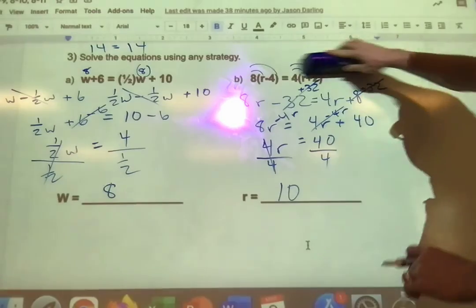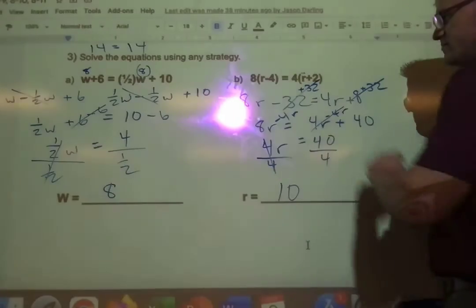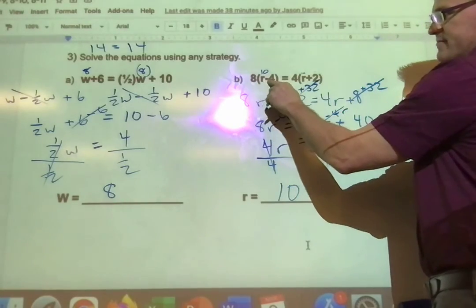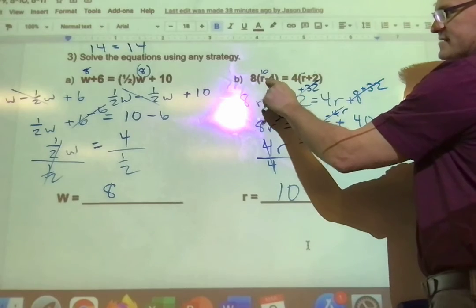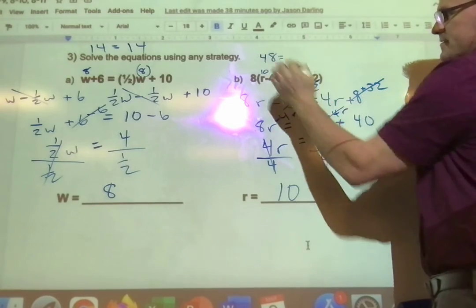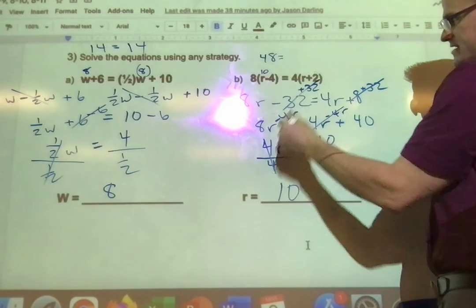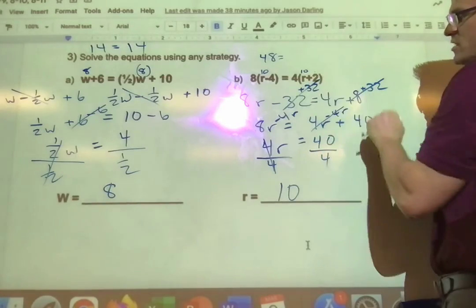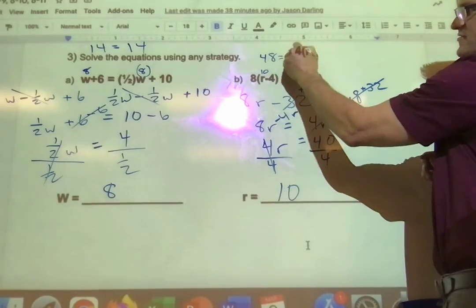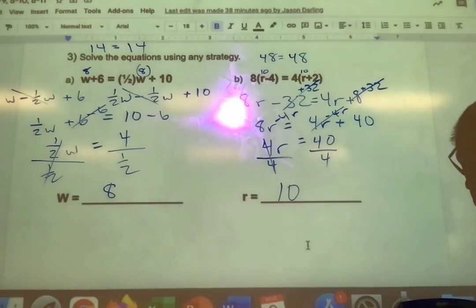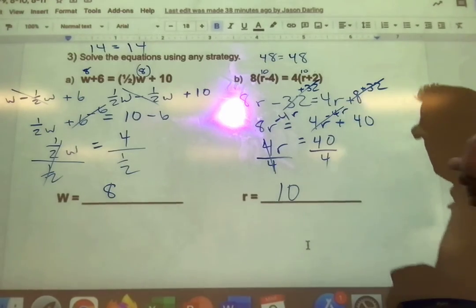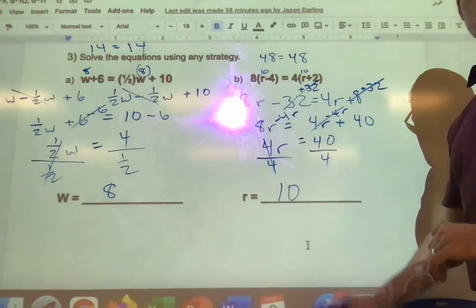Again, let's go plug it in up here. Okay, should be able to do it mentally. 10 minus 4 is 6. 8 times 6 is 48. And that must equal, if I plug in the 10 up here, 10 plus 2 is 12. 12 times 4 is 48. So both sides equal. And I know that R has to be 10 in order to make this true.